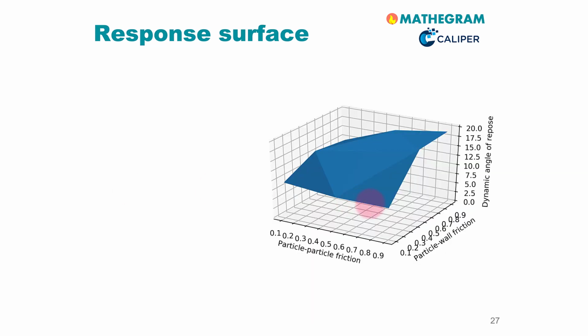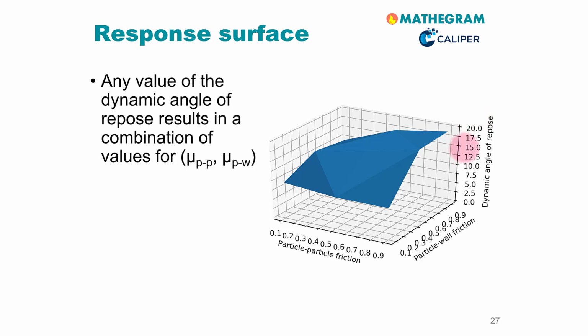We can now visualize this in such a surface plot. So here you see the particle-particle friction coefficient, and here you see the particle-wall friction coefficient. As your intuition will tell you, the higher the particle-particle and particle-wall friction coefficient, the higher will be the dynamic angle of repose. But a very critical point has to be made here again.